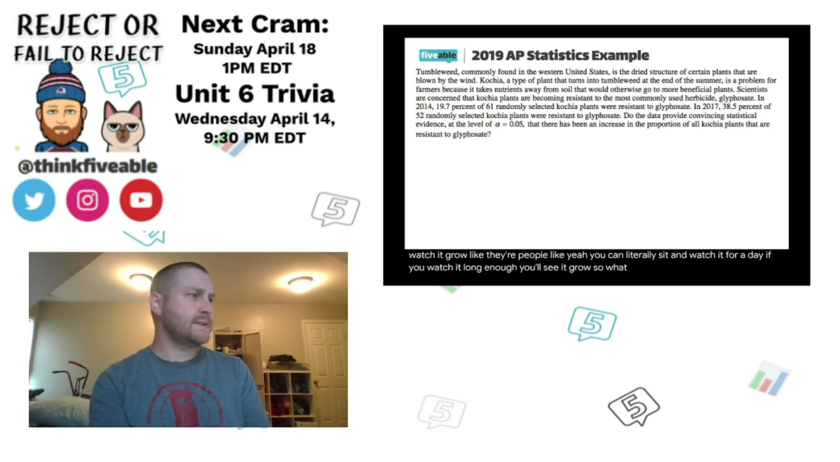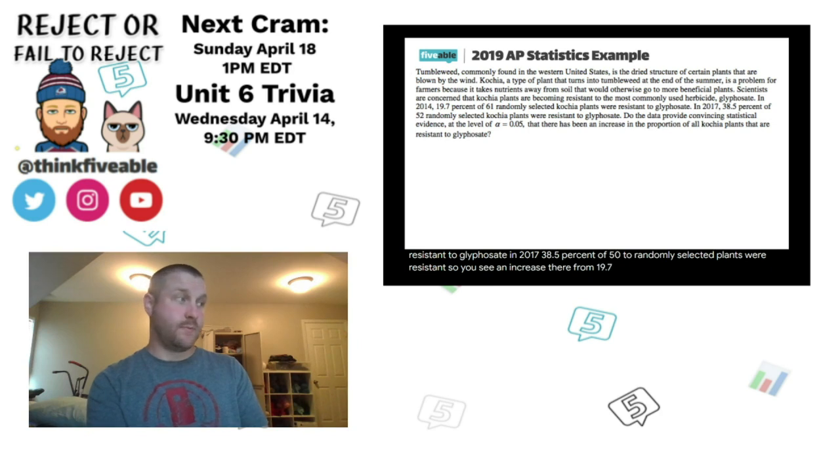So what scientists are concerned about is that the kochia plants are more resistant to commonly used herbicide, which is glyphosate. In 2014, 19.7% of 61 randomly selected kochia plants were resistant to glyphosate. In 2017, 38.5% of 52 randomly selected plants were resistant. So you see an increase there from 19.7 to 38.5.